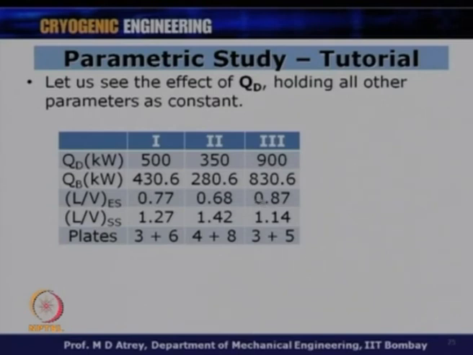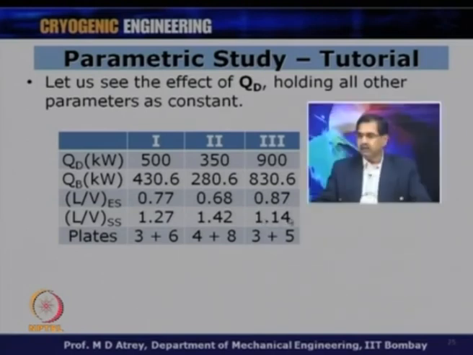Corresponding to that, L by V has 0.87, which is shifted towards 1, while L by V for the stripping section has 1.14, while you can see that the plates have increased from 3 plus 6 to 3 plus 5 in this case. That means the total number of plates have decreased to 8 in this case as compared to 9 in the earlier case with a given problem, well, it was 12 in a lower QD value.